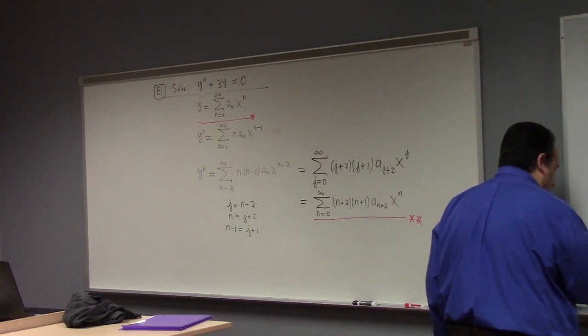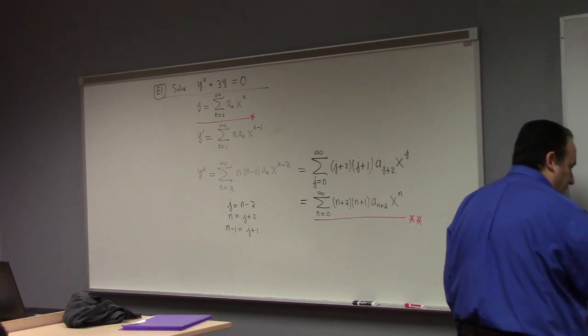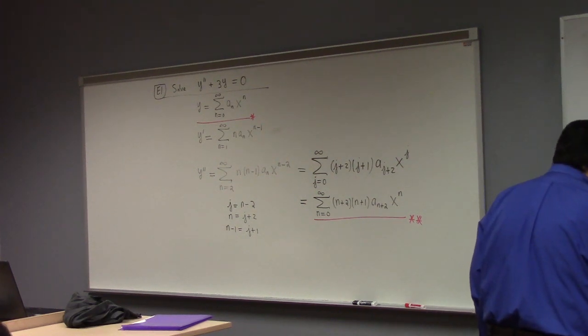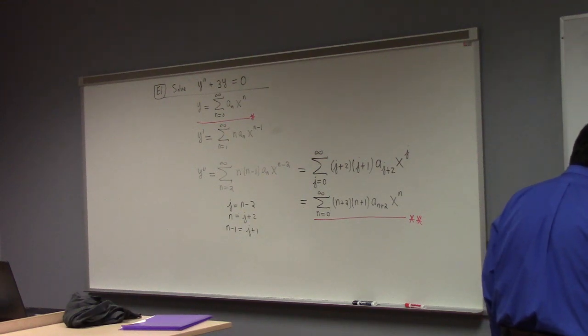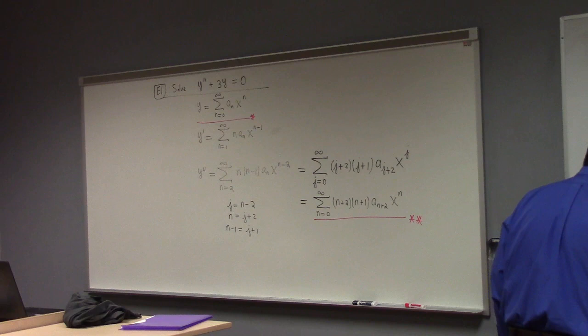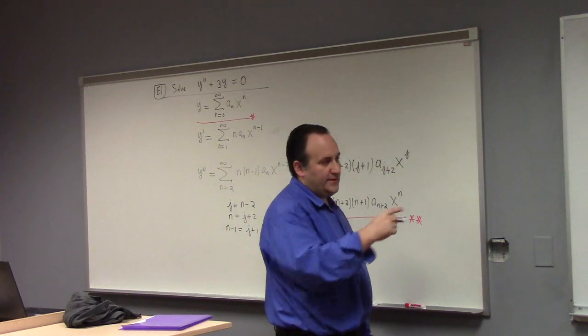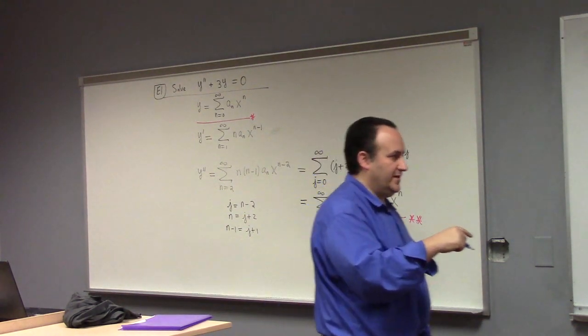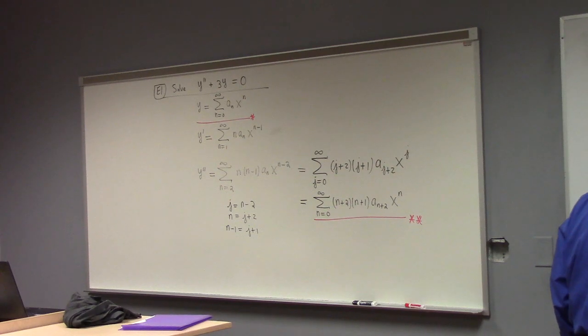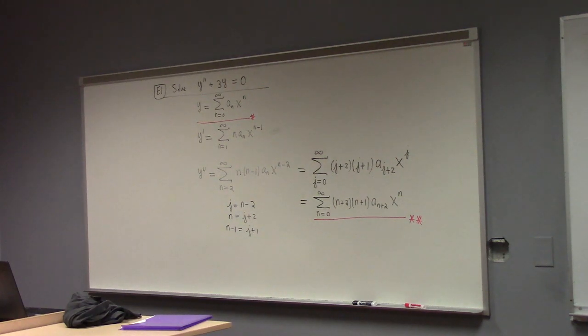Let's see here. n equals 4. What happens? We have a sub 6 is minus 3 times a sub 4 divided by 6 times 5. Then we know what a sub 4 is, so we can plug that in, and we have minus 3 cubed times a sub 0 over 6 times 5 times 4 factorial. In other words, you could write this as minus 1 to the third power times 3 to the third power a sub 0 divided by 6 factorial.